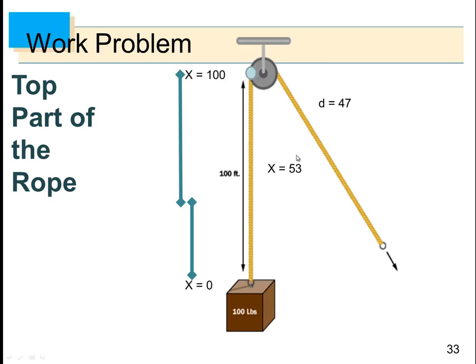What we have to do is figure out how we calculated that 47. What is consistent? Each piece right here is going to move a distance. How did we get 47? I did 100 minus 53. So each piece of the rope at the top does not move the same distance. Each piece will move a distance calculated as 100 minus x.